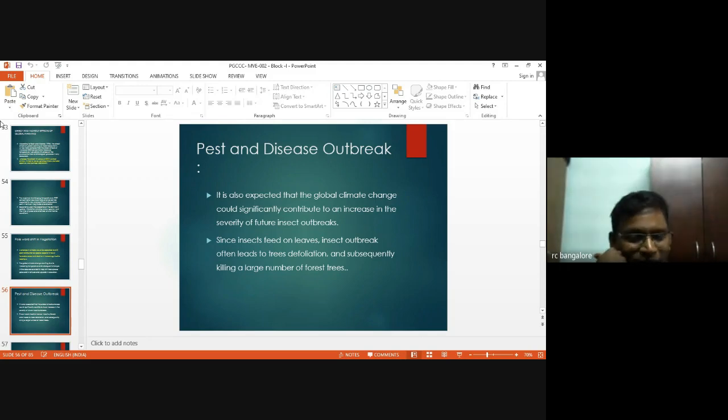So climate change will also contribute to insect outbreaks taking place, which is favorable for those pests or insects. Since insects feed on leaves, insect outbreaks often lead to tree defoliation, subsequently killing a large number of forest trees. What will happen if these insect populations and outbreaks are more? It leads to tree defoliation. They will eat up all the leaves, because the leaves become feed for these insects. And subsequently, a large number of forest trees will be destroyed.